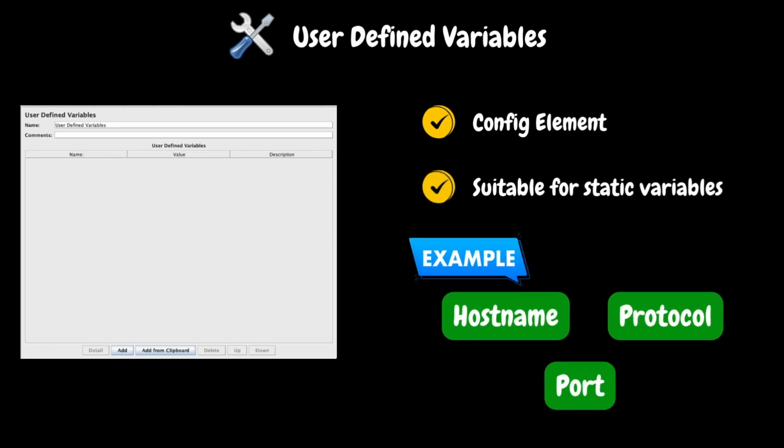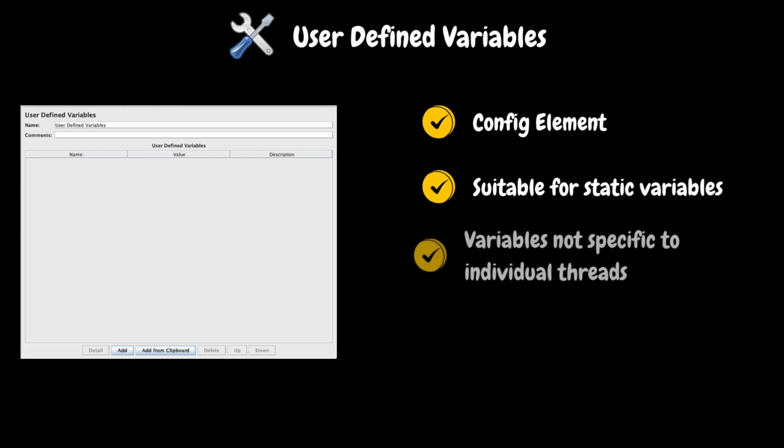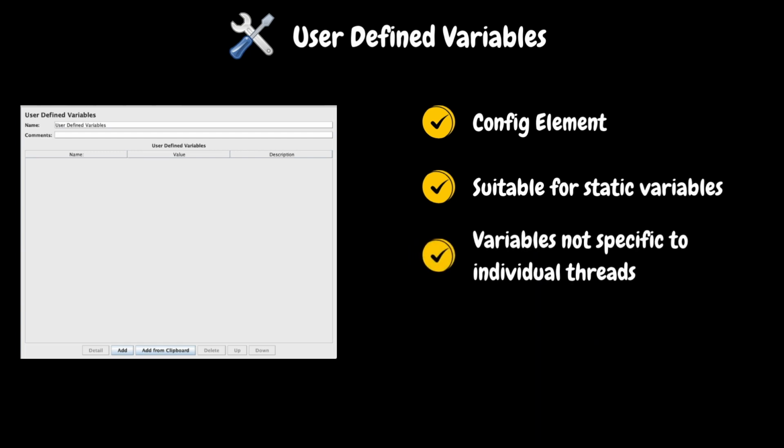Okay, now let's try to understand the User Defined Variables element. User Defined Variables is a config element, and depending on the place it is configured, the variable scope will be determined. This is suitable to parameterize the static variables which will be used in more than one place in the script, for example, host name, protocol, port. The variables created in this element are the same for all threads. They aren't unique to each thread. Okay. In this element, each variable can hold one value. It is not possible to store multiple values for the same variable.